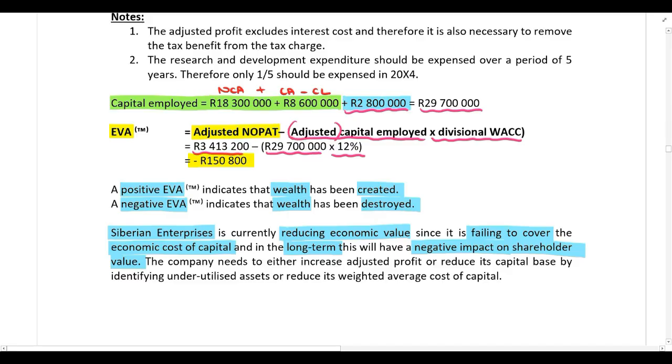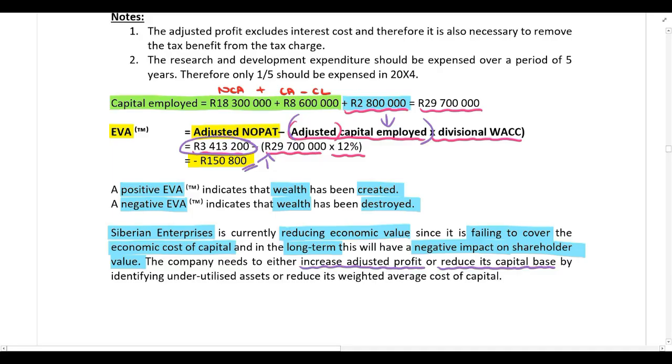So how can they improve this? How can they correct it? Either they need to increase their adjusted profit, because obviously if this figure over here increases, that will have a positive impact on EVA, or they need to reduce their capital base. So this adjusted capital employed, if they reduce that, that will also have the impact of increasing EVA.